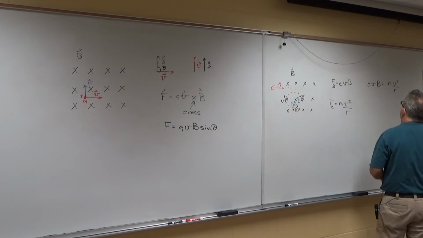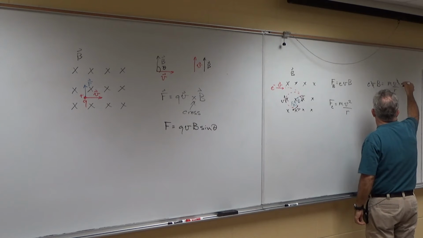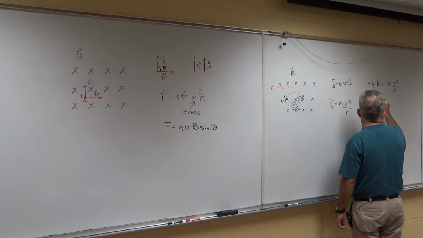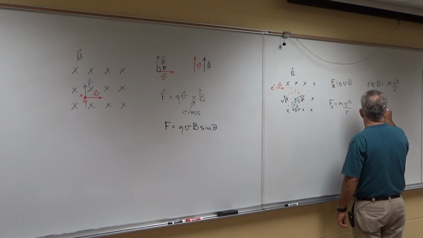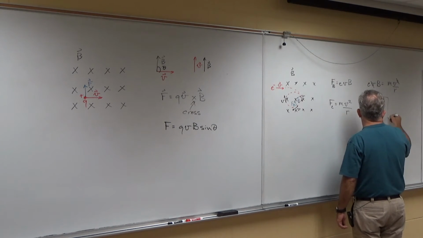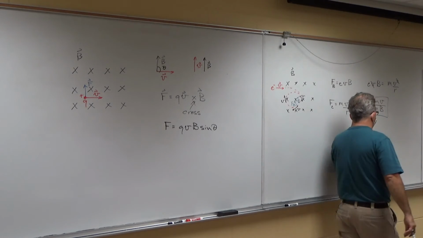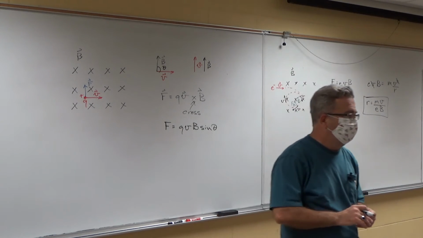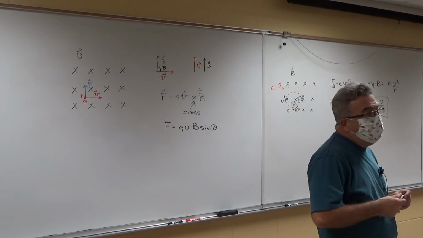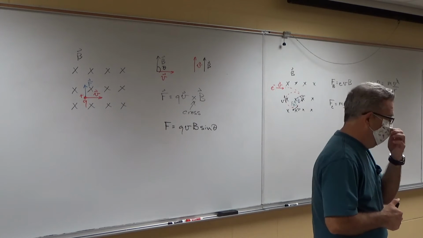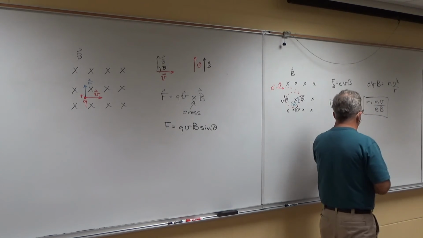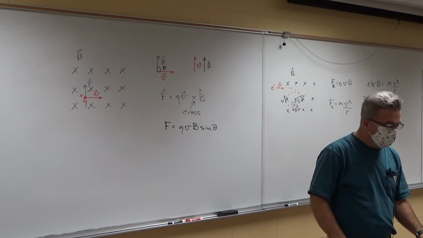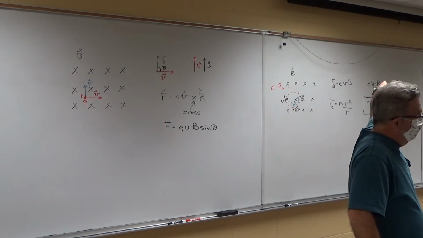EVB is mv squared. V cancels, and I'm going to solve this for R. R is equal to mv over EB. Just think of that as, I think I wrote a Q in the other class. It's more generalized with Q. I made it an electron. It could be any charge, a particle, a proton, an alpha particle, whatever it is. This is an important result.